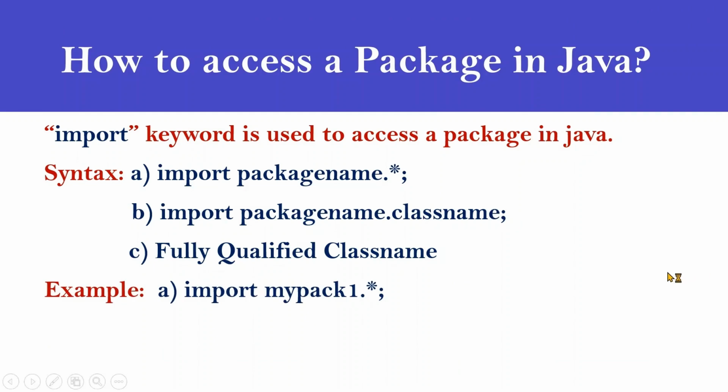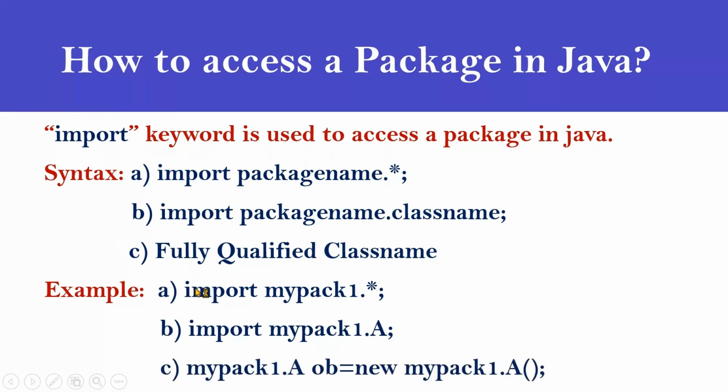Coming to the example, you can see here you are writing import mypack1, where mypack1 is a package name. Star means all classes and interfaces from mypack1 can be accessed. Second example, if you want only one class, suppose a class called A exists and you want to access only this, then you can write the package name dot A.